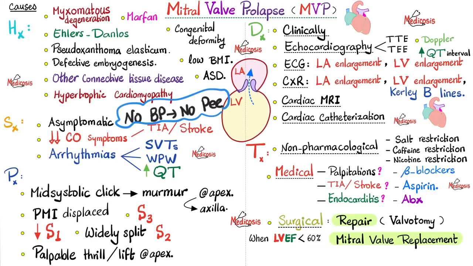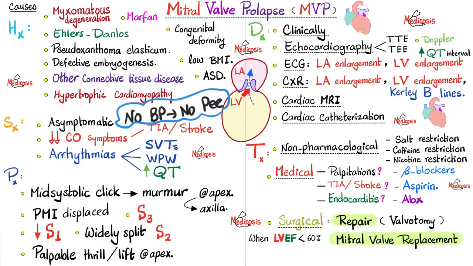If there is volume overload, expect S3 gallop rhythm. Because the mitral valve cannot close properly in mitral regurg, we might find diminished S1. How can we diagnose mitral valve prolapse? History, symptoms, signs, and then you do an echo. The moment you hear a murmur with your stethoscope, the next step should be an echocardiography.